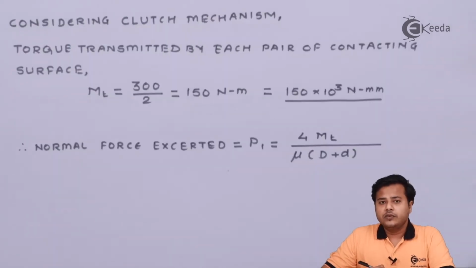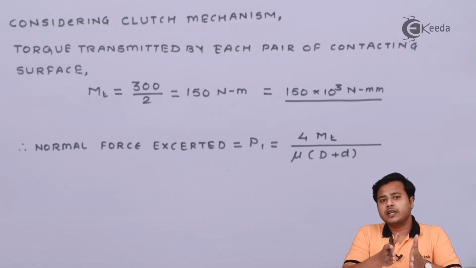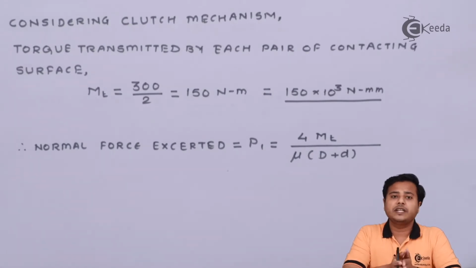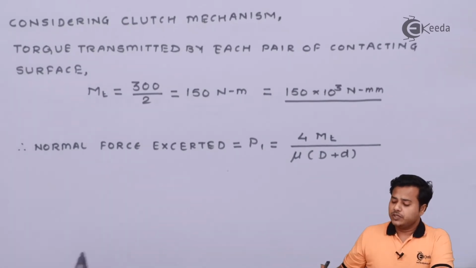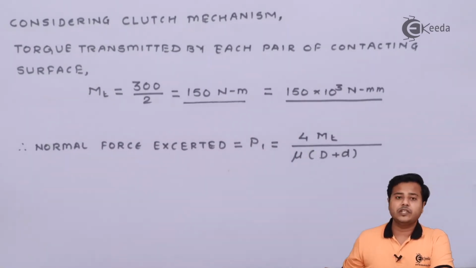So with this data, let us start with the numerical. So students, we have to look at the clutch mechanism. If you see, there are plates arranged in series, right? So 2 pairs or 2 plates, one clutch plate and of course a metallic plate and the friction lining plate, they make up one pair. So such 2 pairs are given. So total torque that is to be transmitted is 300. So the torque transmitted by each of them will be half of that, that is 150. So torque transmitted by each pair contacting the surface will be given by 150 Newton meter. Let's consider it in Newton millimeter terms.